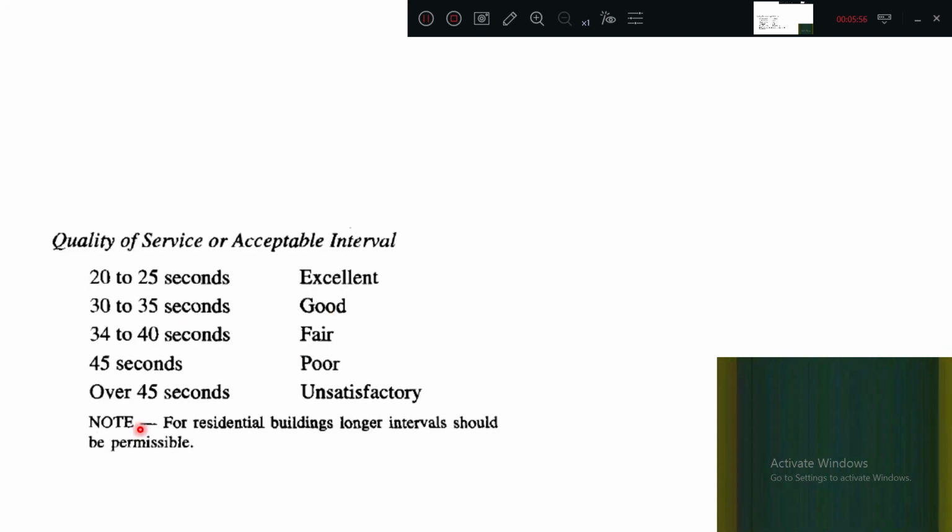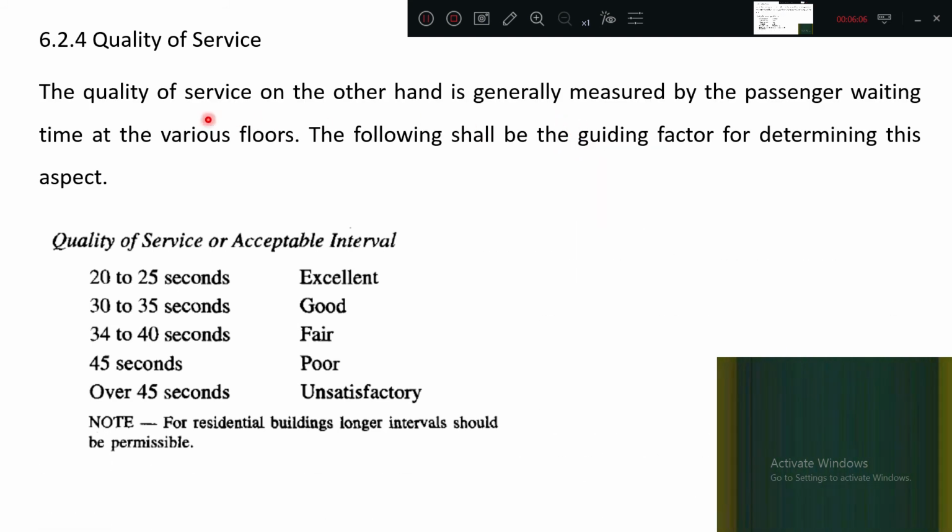So this is generally what we call RTT time, the waiting time. Quality of service, on the other hand, is generally measured by the passenger waiting time, the waiting time for various flows. The following shall be guiding factors.